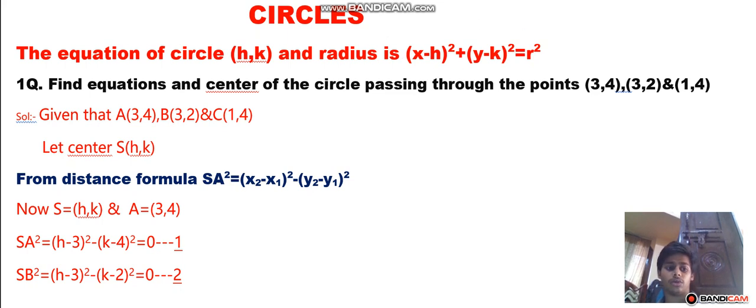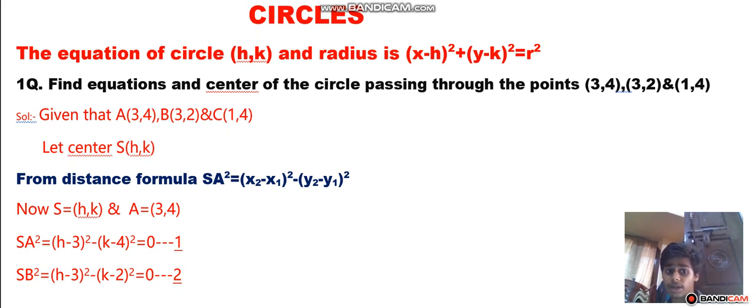See, here one question is there. Find the equation and center of the circle passing through the points (3, 4), (3, 2) and (1, 4). Let us take these points as A, B, C. Then A is (3, 4), B is (3, 2) and C is (1, 4).